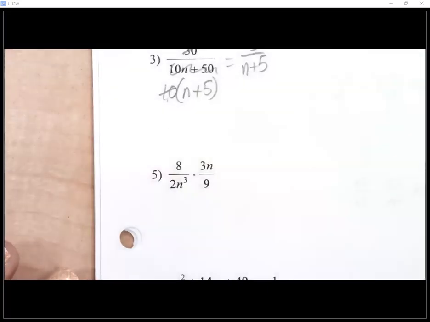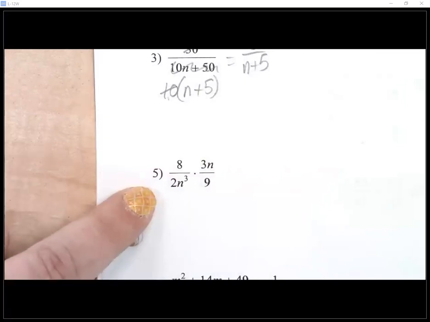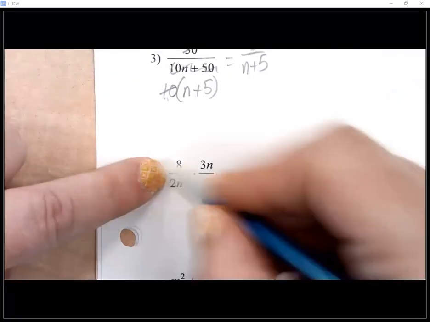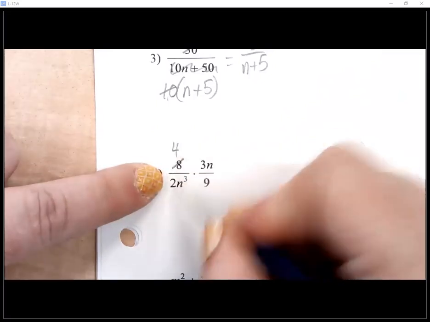All right, jump to something like 5, I guess. There's nothing, guys, you have to be quiet. I have almost no time. There's nothing to factor on number 5. So you get to go right to canceling. Anything in the numerator can reduce with anything in the denominator, same fraction or not. So I see a 2 and an 8. Can I reduce those? 4 and the 2 just becomes a 1, so I don't really care about it.